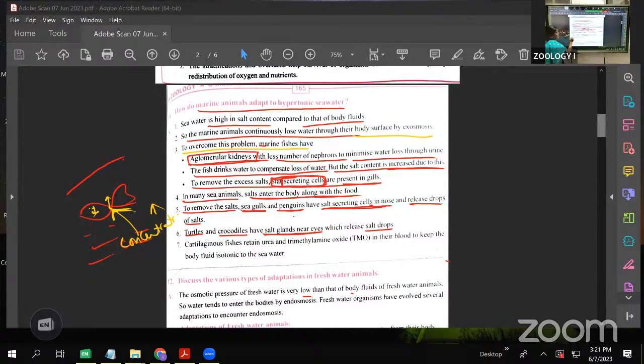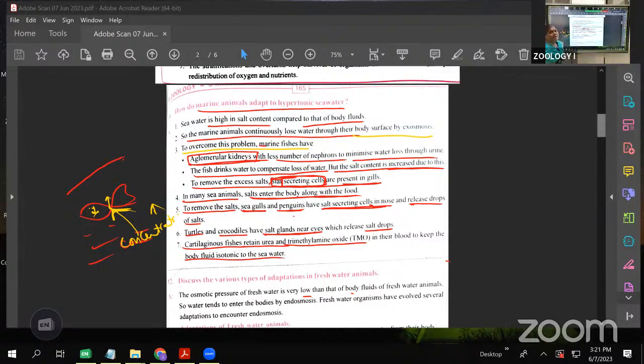Next, the last one, cartilaginous fishes. They retain urea and trimethylamine oxide in the blood to keep the body fluid isotonic.